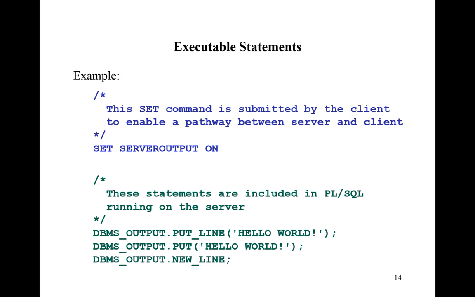Likewise, if we invoke put, the message goes into the buffer. But this message will not be forced back to the client until a new line character is also inserted into the buffer. And we can accomplish that by executing DBMS output new line.